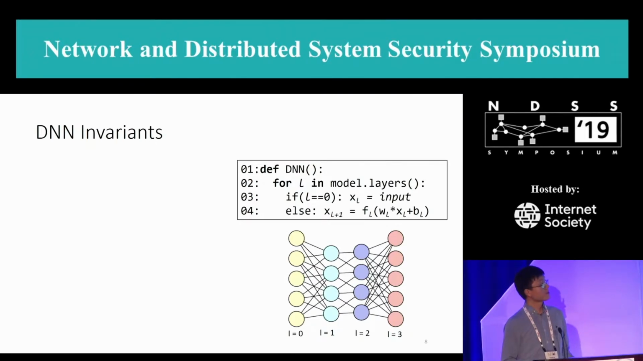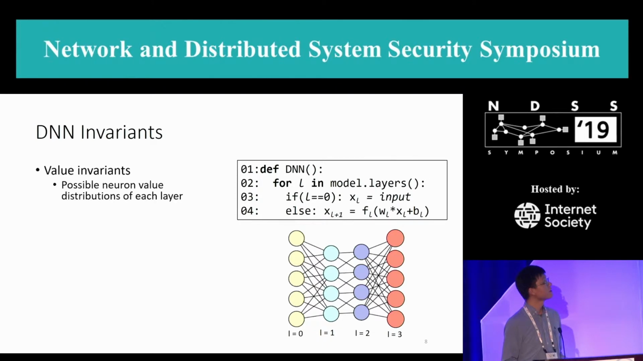We observe that DNN executions are just like program executions. So you have the input layer, get the input data, and in the next few layers, you just get the data from the previous layer, apply the matrix computation and activation function, and then pass the data to the next layer. So we propose two types of DNN invariants.